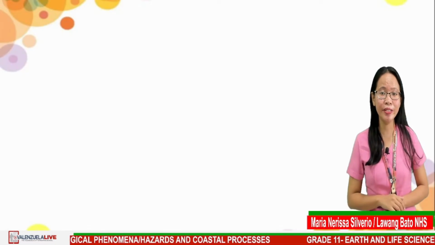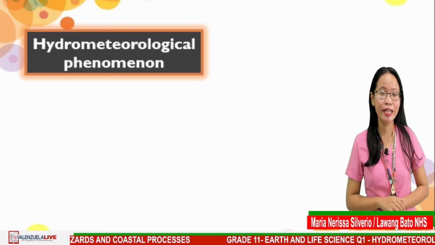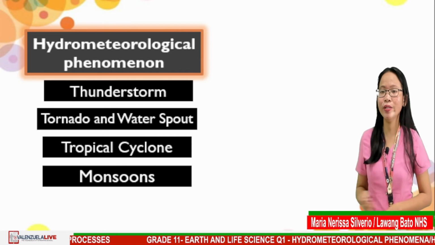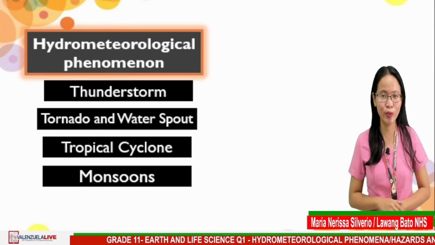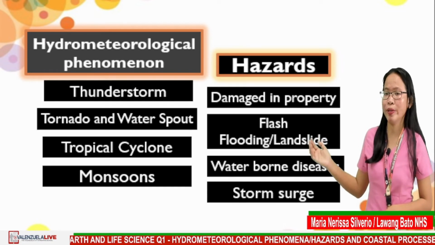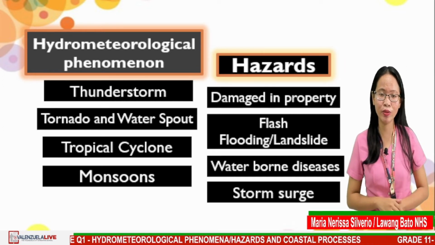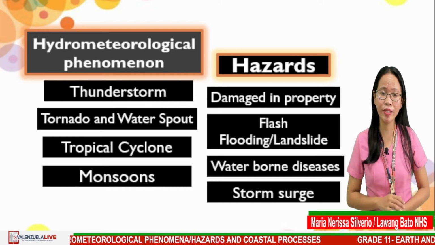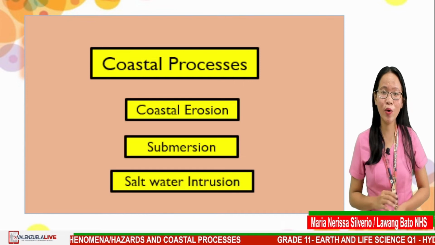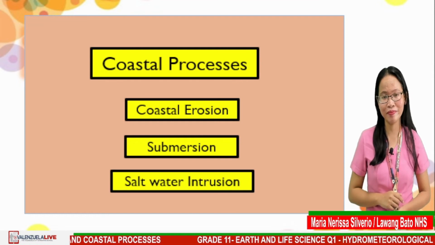These are the main points of what we discussed for today. Hydrometeorological phenomena such as thunderstorm, tornado and waterspout, tropical cyclone, and monsoons are affected by the following hazards: damage in property, flash flooding and landslide, waterborne diseases, and storm surge. We also discussed coastal processes that cause damage to the shoreline through coastal erosion, submersion, and saltwater intrusion.